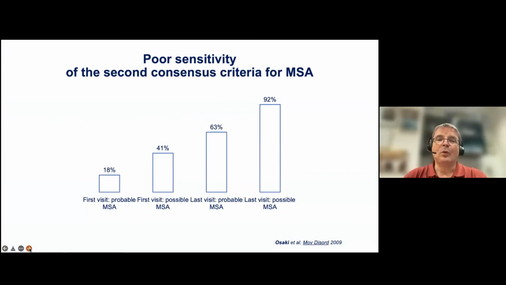The reason why these new criteria were developed was that the currently used criteria, the second consensus criteria for MSA, have a poor sensitivity. Only 18% of patients diagnosed with probable MSA, or 41% of patients diagnosed with possible MSA, are actually picked up at first neurological visit. So most patients with MSA are not clinically diagnosed as such.